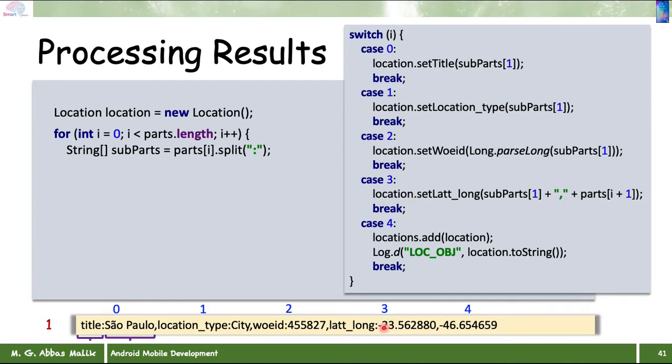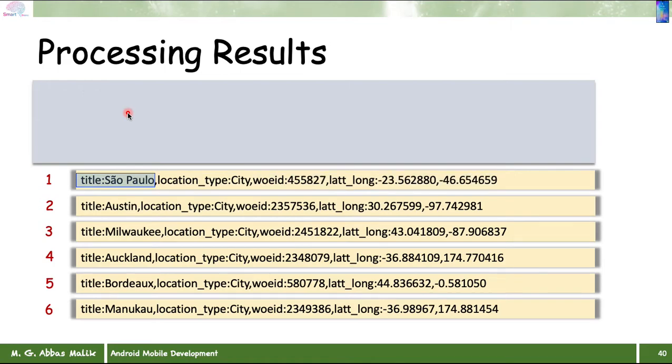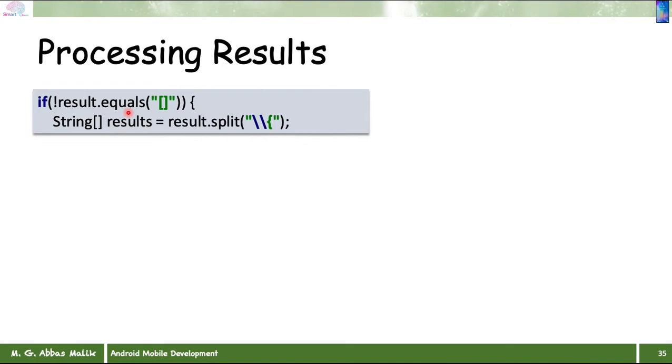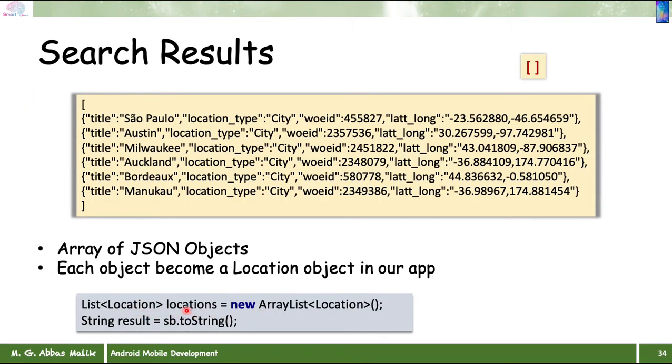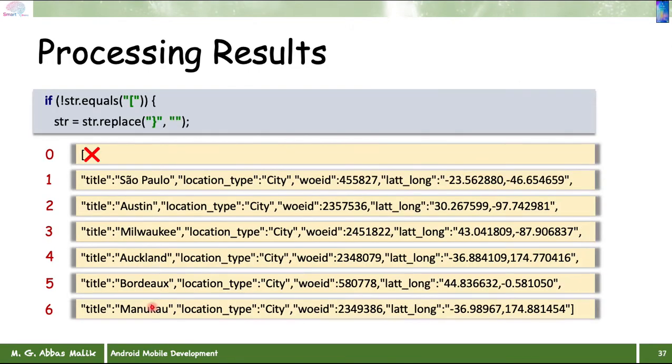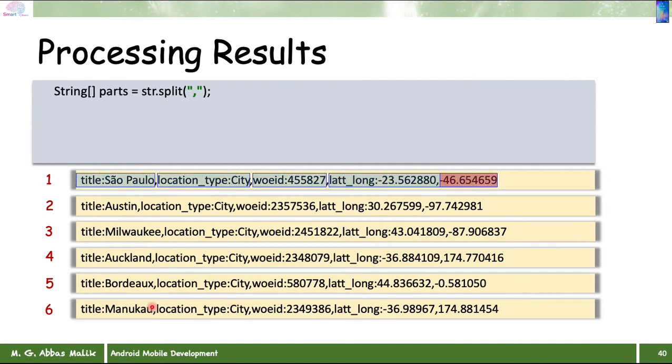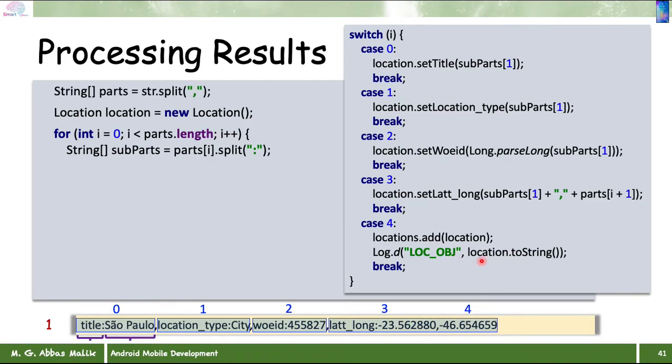So in this way we are taking care of these two separate index values at the same time at index value 3. We have set the title, we have set the location type, we have set the where on earth id, and then we also have set the latitude and longitude values inside our location objects. Now at the fourth index we are not going to process the data, but rather we are going to add this particular location into our list of objects. Remember that we have created a list of locations. The location that we have just created from that one record, we are going to add into this list of locations. So when we add that location, that will be added.